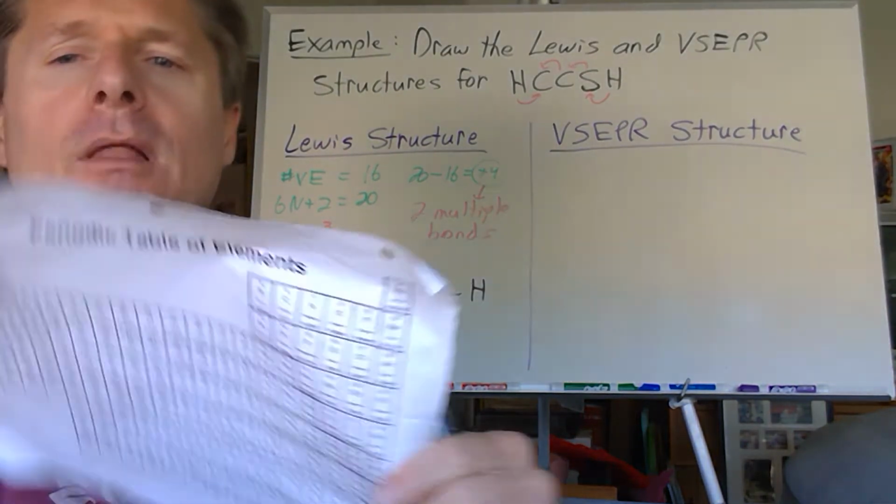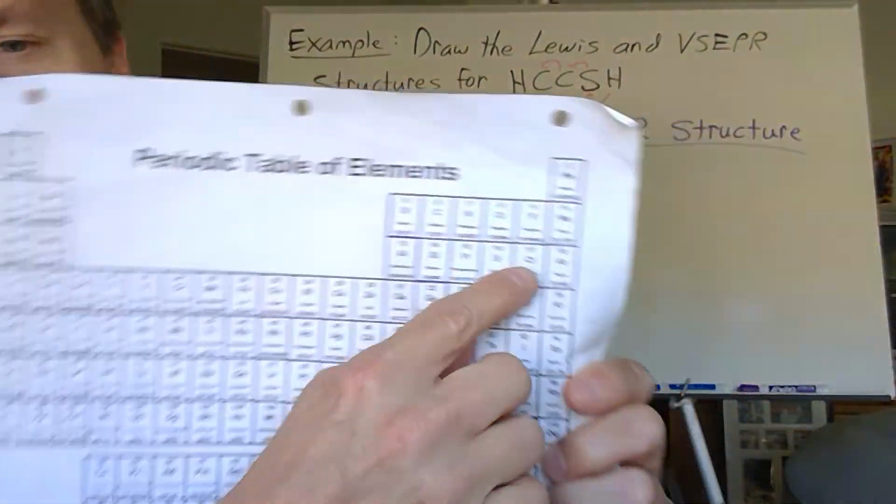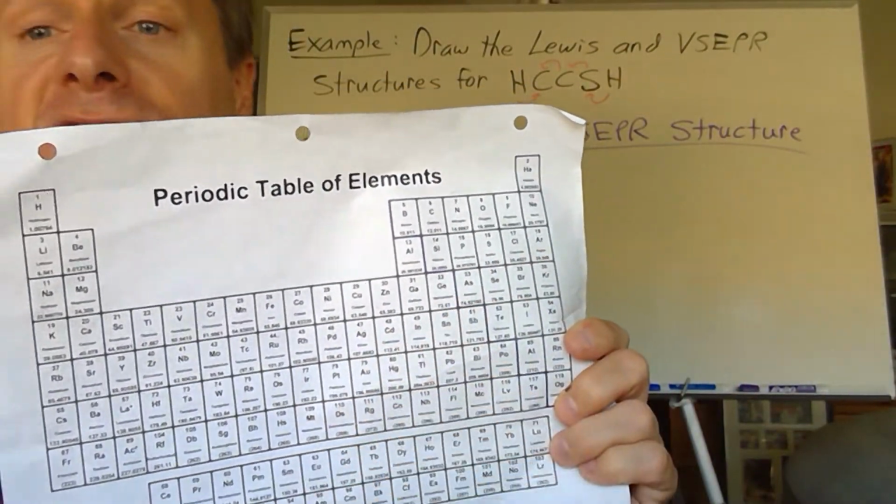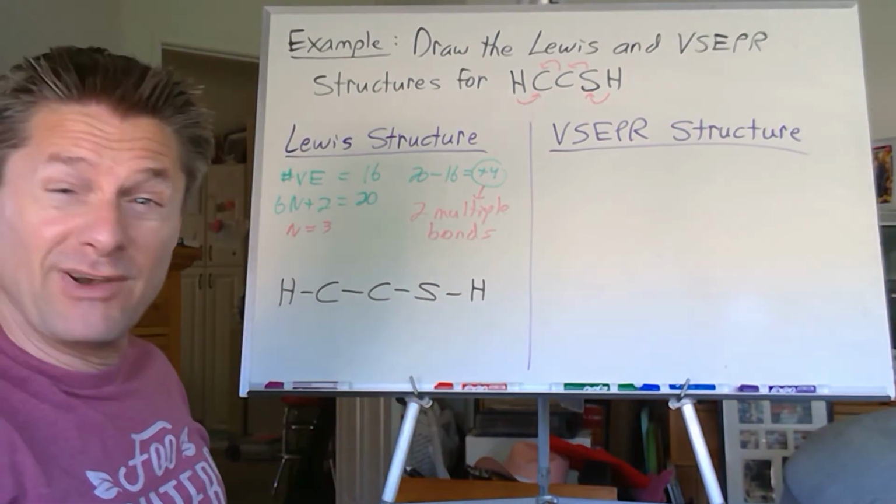So you look how many columns away. Sulfur's right there. So 1, 2. So sulfur prefers 2 bonds. So sulfur's pretty happy already.